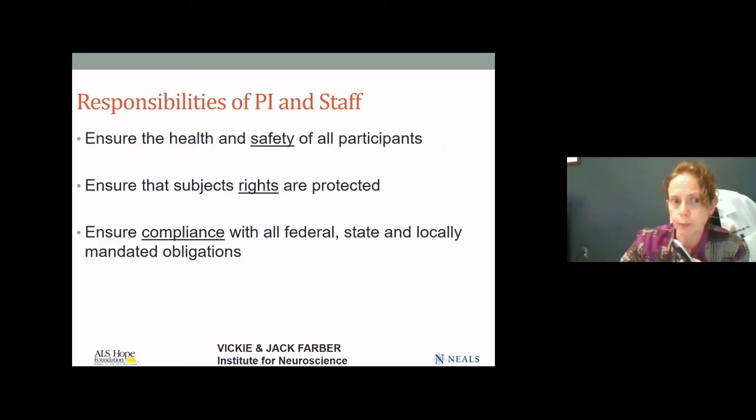What about the responsibilities? Safety is the biggest responsibility when we participate in clinical trials. Our biggest concern is, are we doing enough to keep you safe? Ensuring that the patients' rights are protected. We talked a little bit about the safeguards there. And also we have to be compliant with all the laws and regulations that exist, federal, state, and locally mandated laws.